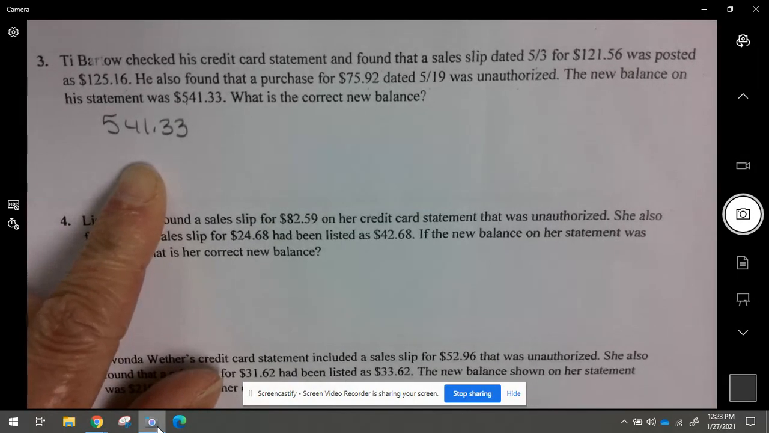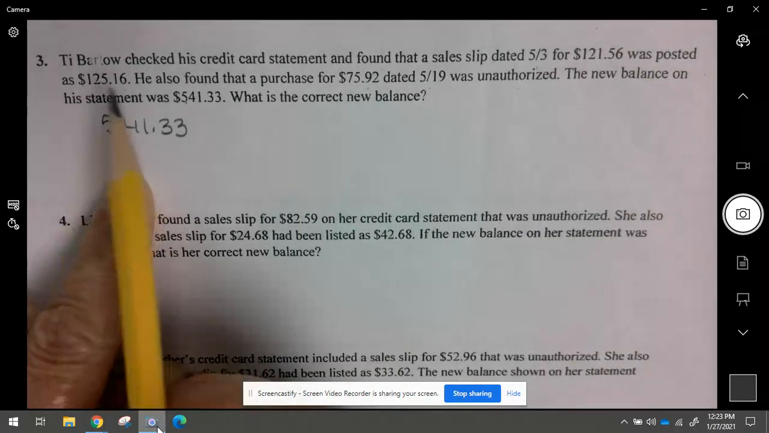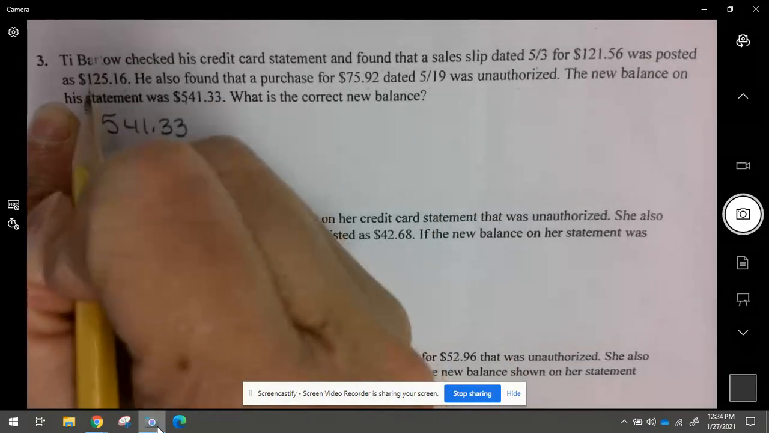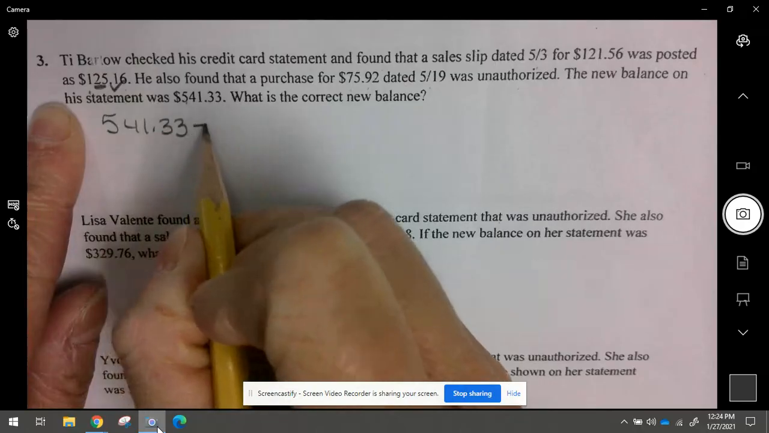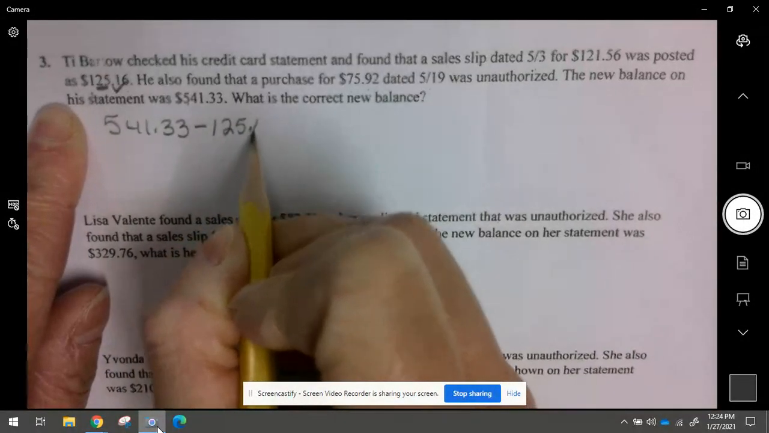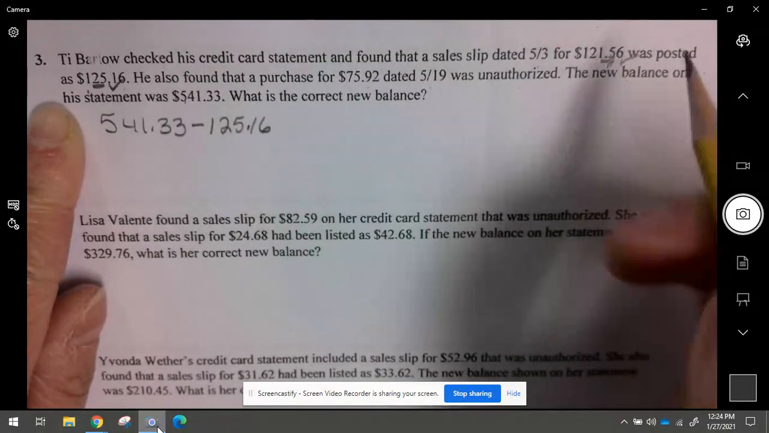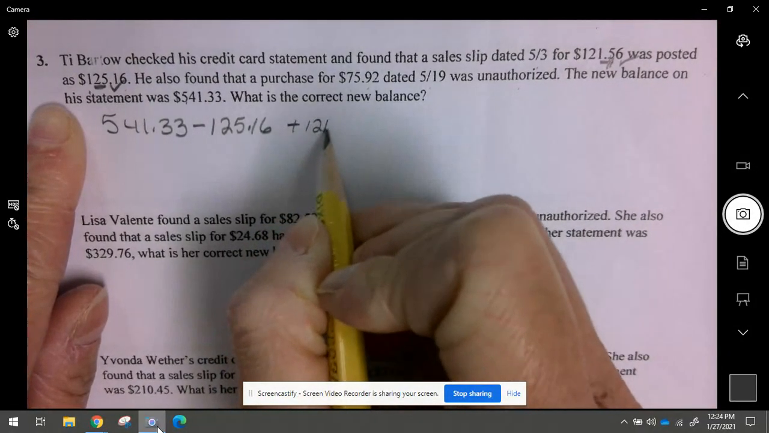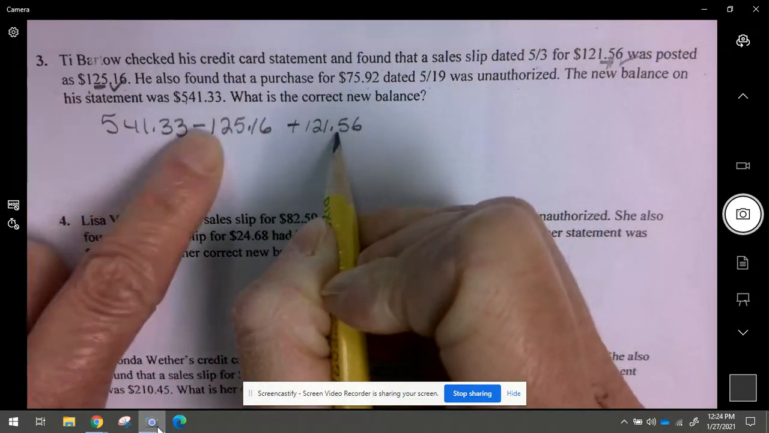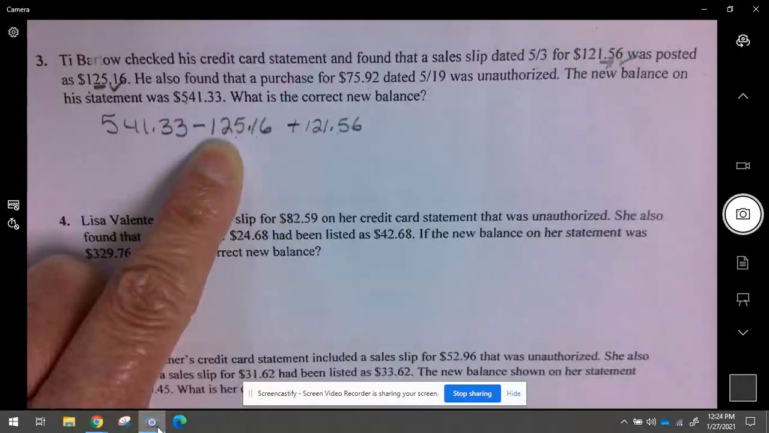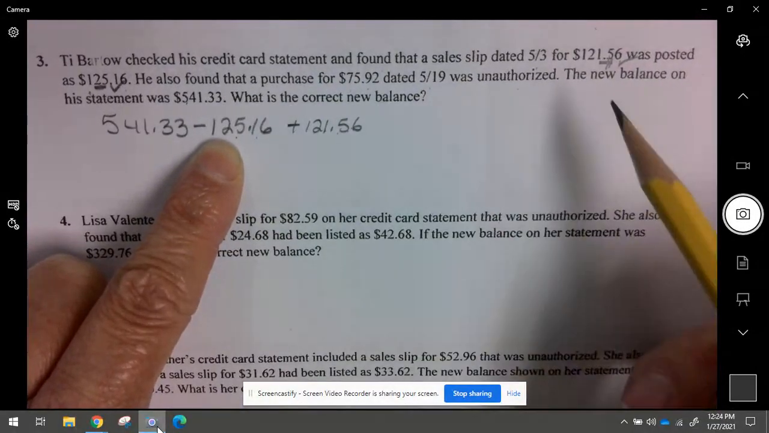And we're going to have to look for the incorrect statement. All right, so they made a mistake. This slip should not have been this amount. So we're going to deduct this one. Subtract 125.16. That is incorrect. And then we're going to add the corrected amount. Plus 121.56. They inverted those two numbers there, 51 and 15. See that? That's what that person did when they typed it in at the register.